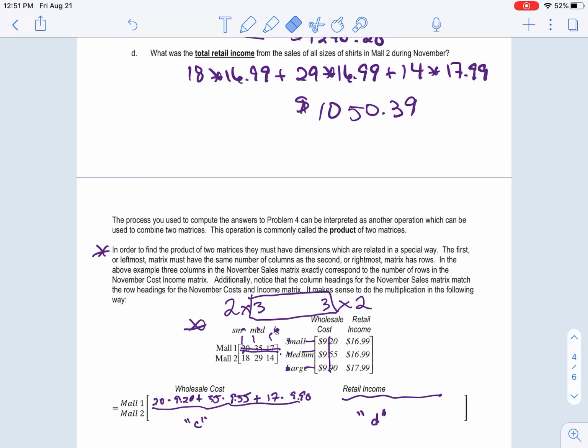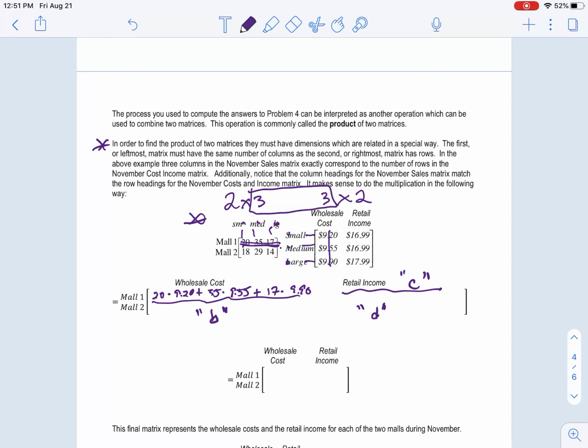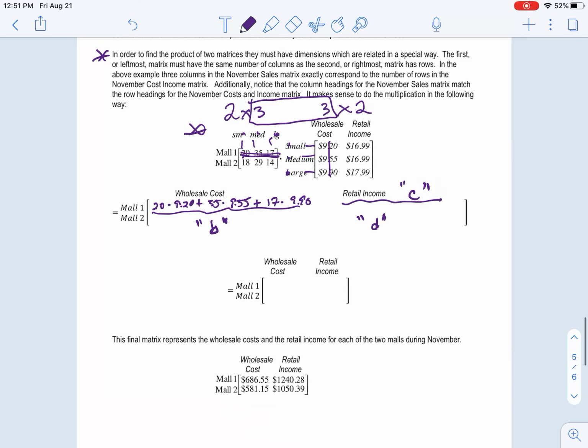Wait, I made a mistake. This one was B, that was wholesale, and this one was C over here, because we used mall 1 for the wholesale and retail. So flip-flop those two. But we took this one with this one, and so on. Okay? Then what this gets us are those answers. So these are the answers we just wrote down on the other page, and they should match. So you put each one of those in those 4 spots.